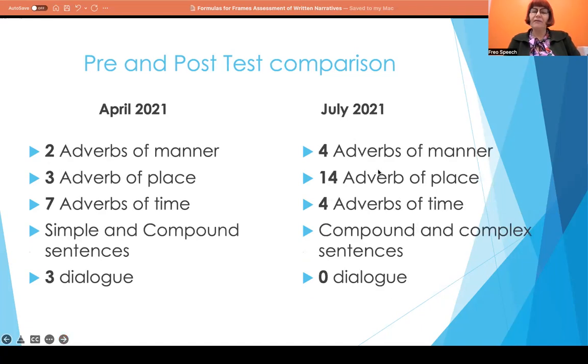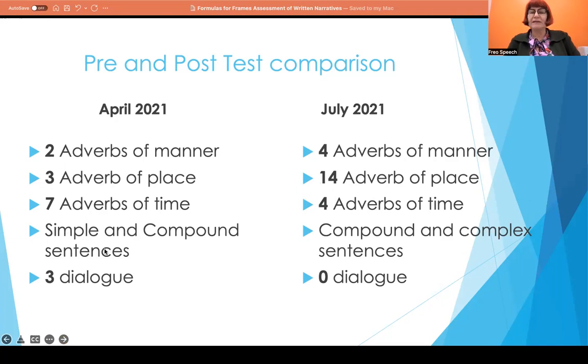2 adverbs of manner versus 4. So again, much more specificity around the verb. And here, look at this. 3 adverbs of place versus 14 in the second sample. However, interestingly, not the same with time. So this lion did a lot in a lot of different places, but not across a lot of different times. And so this could well be a goal for her.